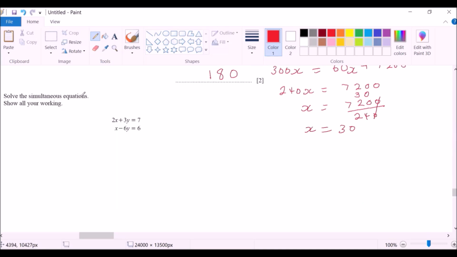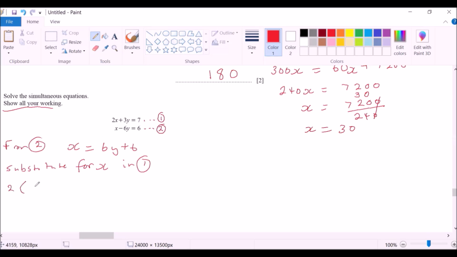Solve the simultaneous equations. Show all your working. So we can say this is equation 1, this is equation 2. So we can say from 2, x is equal to 6y plus 6. Now we can substitute x in equation 1. So whenever we see x, we put 6y plus 6. So we have 2 factor of 6y plus 6 plus 3y is equal to 7. We expand these brackets, 12y plus 12 plus 3y is equal to 7.